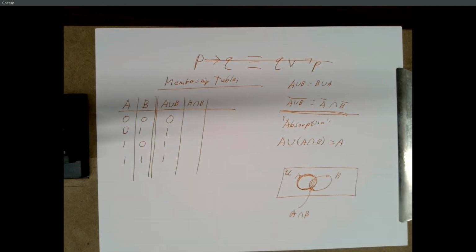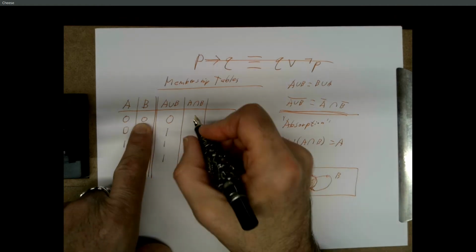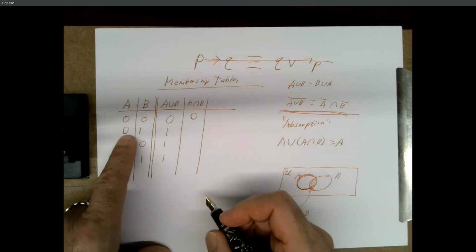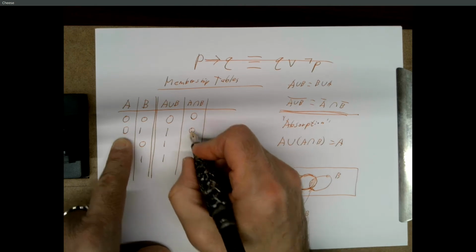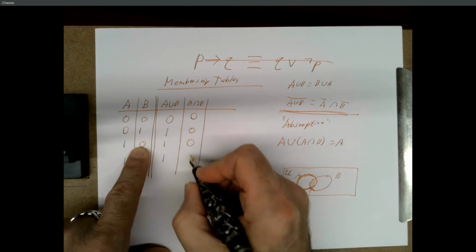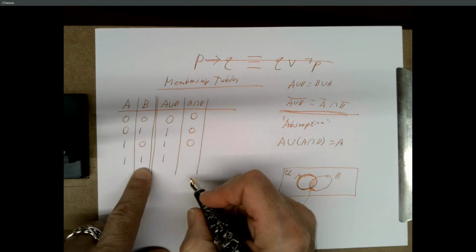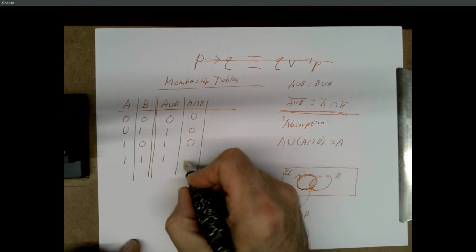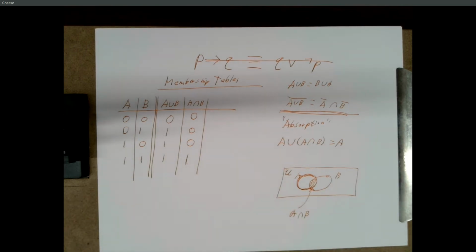How about the intersection? Intersection means it's in both A and B. So if it's not in either, it can't be in the intersection. And if it's not in A, or if it's not in B, it can't be in the intersection. But yes, if it's in A and B, it's in the intersection. This is another duality between 250 and set theory.